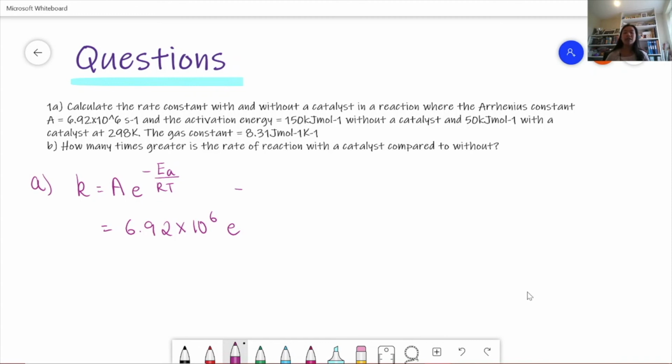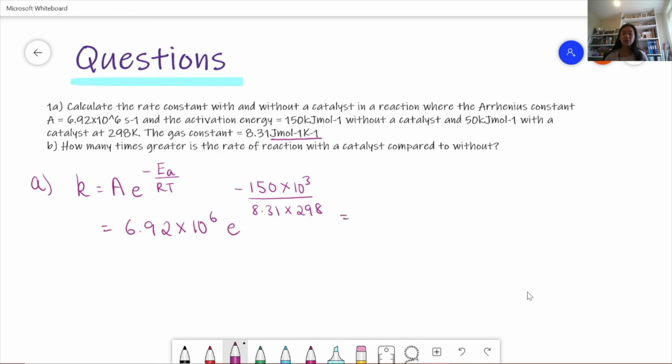And because they've given it to us in kilojoules per mole, we have to convert it to joules per mole, because the gas constant is given in joules per mole per Kelvin. So we need to times that by 1,000. So it'll be 150 times 10 to the 3. And then we divide that by the gas constant, and then times by the temperature, which is 298 Kelvin.